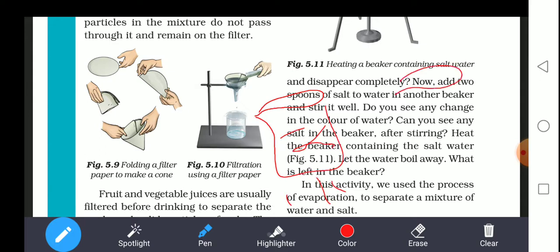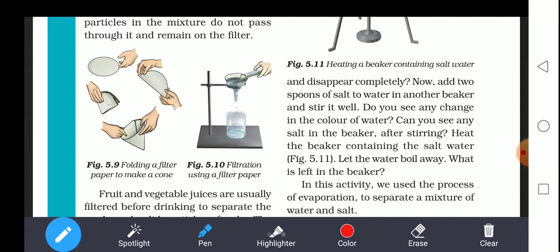Take another beaker. Here, what happens in water? Put some salt and stir it with the help of a spoon. Do you see any change in the color of the water? Yes, it will turn into a white milky color. If you add salt to water, it appears to be a milky color.